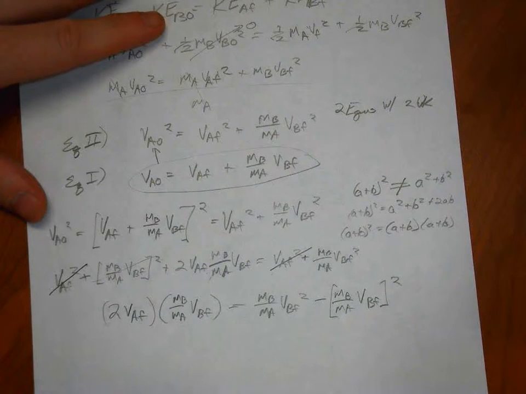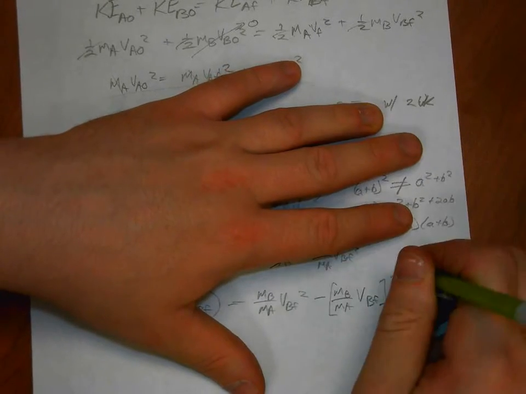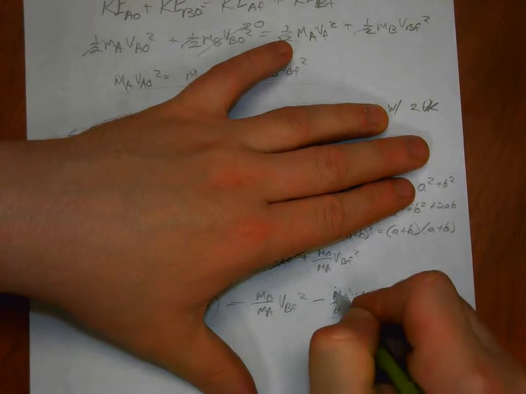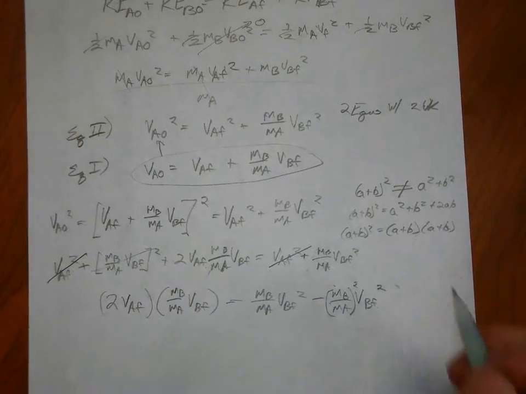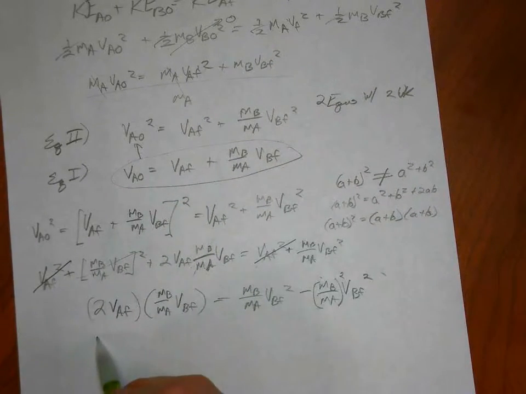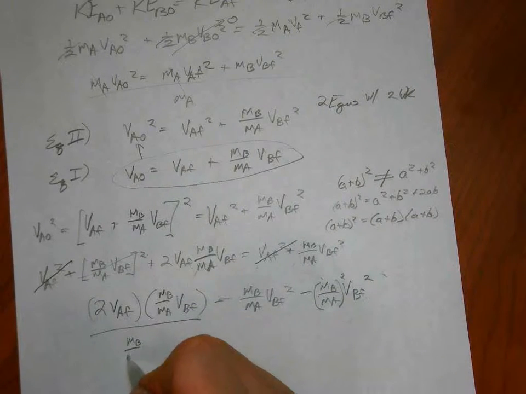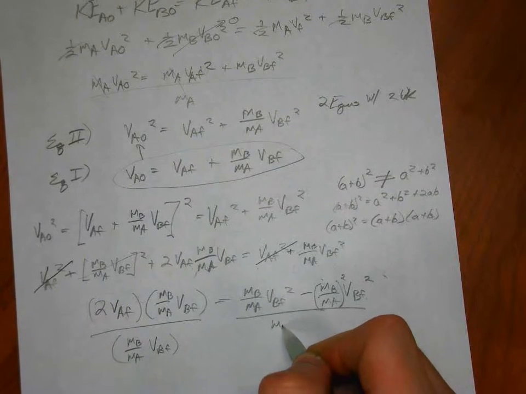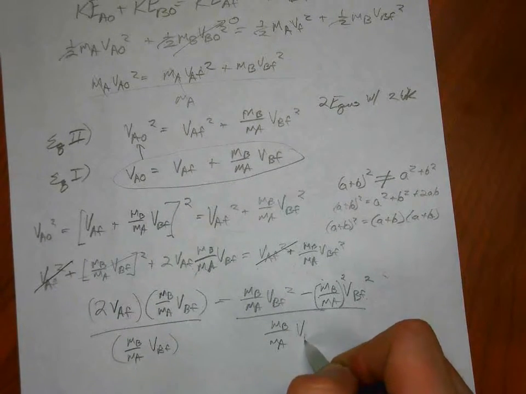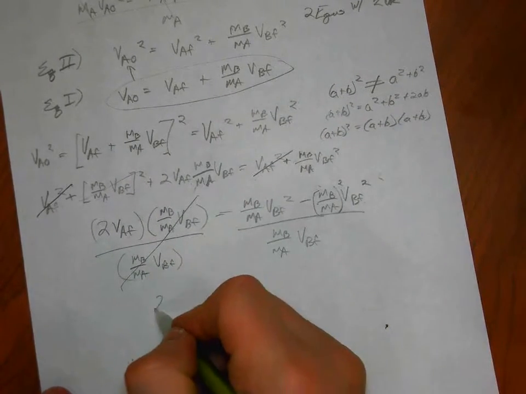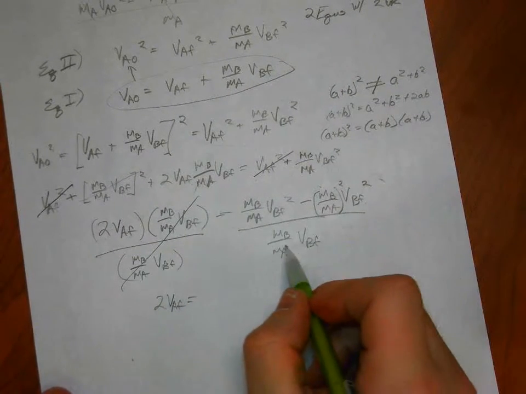All right. I will actually write that a little differently. I will put the parentheses over here, say that's squared and that's squared. So what would happen if I would come over here and just divide this by MB over MA VBF and divide this side over MB over MA VBF? Okay, well, that goes away. So 2VAF equals this over that.